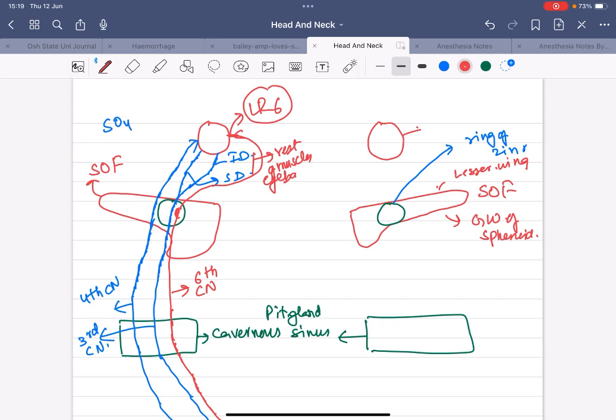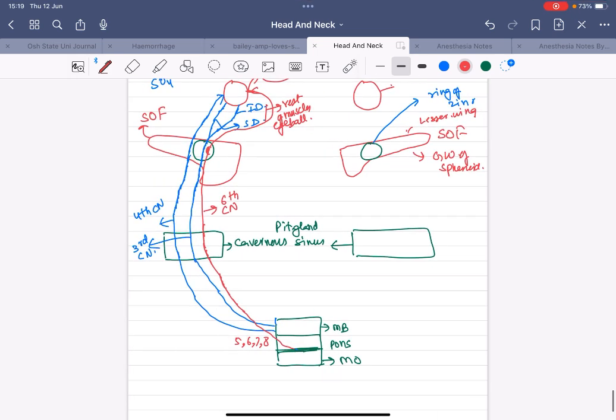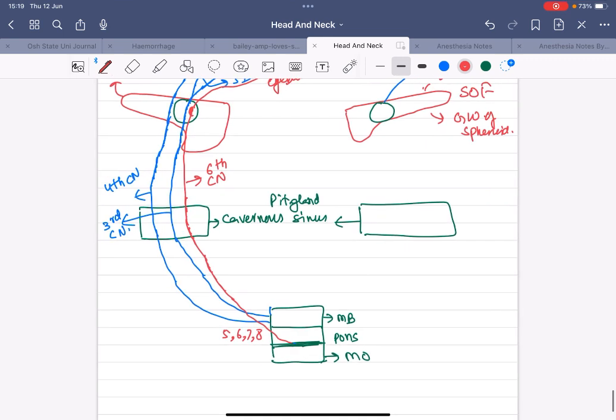Okay, so just remember that one thing. Second thing, see here, you have your fifth cranial nerve. What is the name of the fifth cranial nerve? That is your trigeminal nerve. It makes a ganglion here, which is known as the trigeminal ganglion.